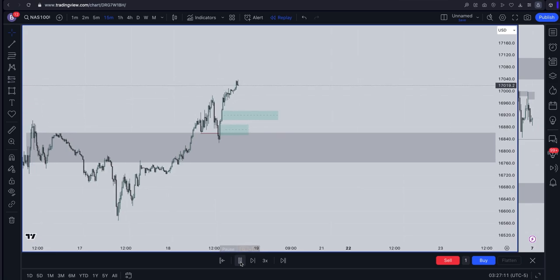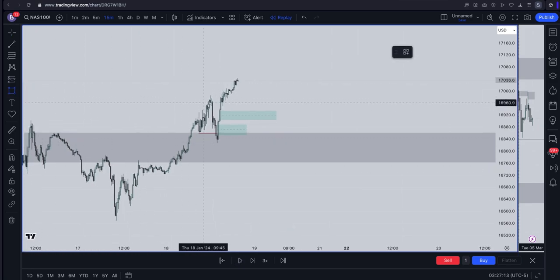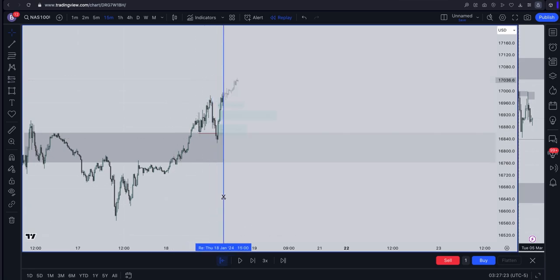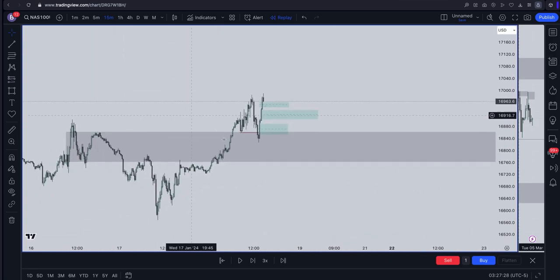There was another fair value gap again. Oof, I didn't see this. Everything was moving fast. So if I had seen this, I would take this one, right? I didn't see this early enough, so this could have been another one.